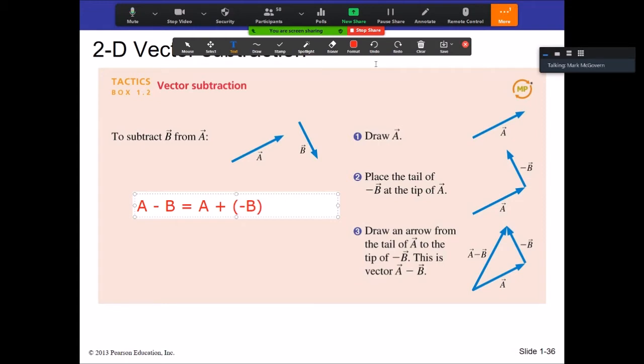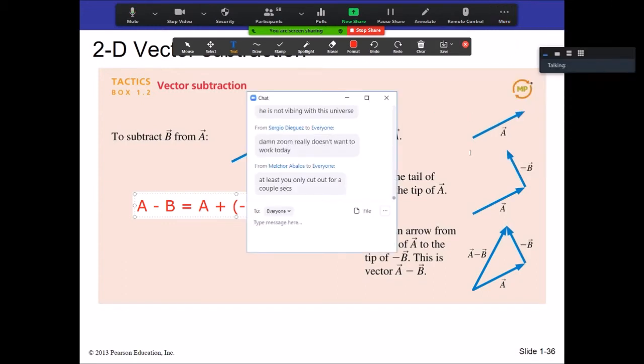Anyway, this is the approach that I personally like to take. The other approach is the following. You take A and B and you attach their tails together. And then you draw a line that goes from B to A. I don't like that because it's just so different from addition. I don't think it's beneficial to create a completely different set of rules for something that is so similar. So that's why I don't like to do that one.